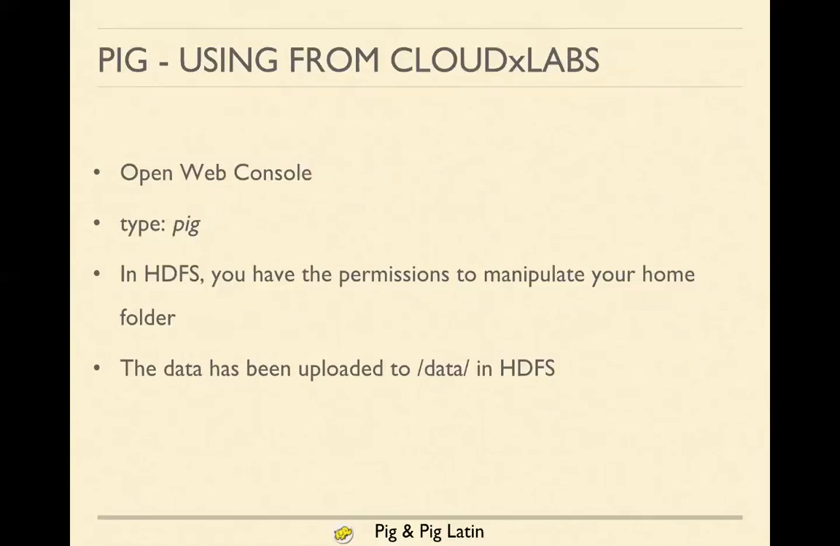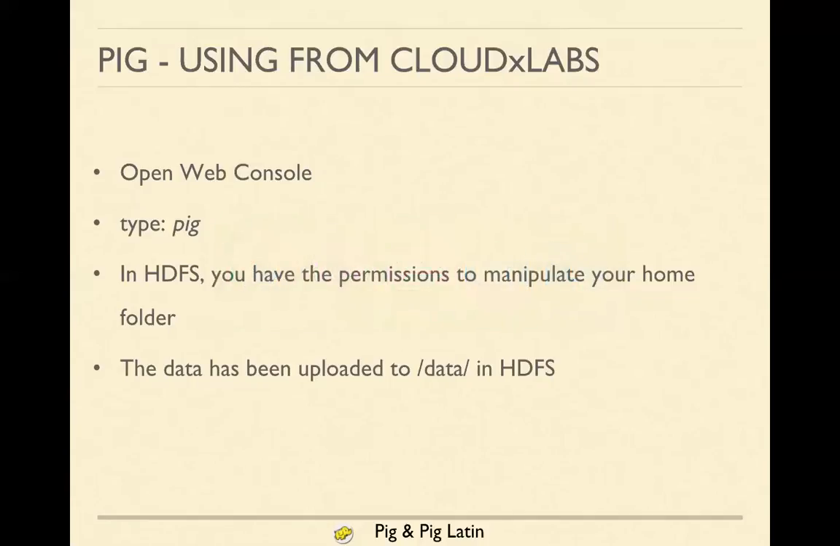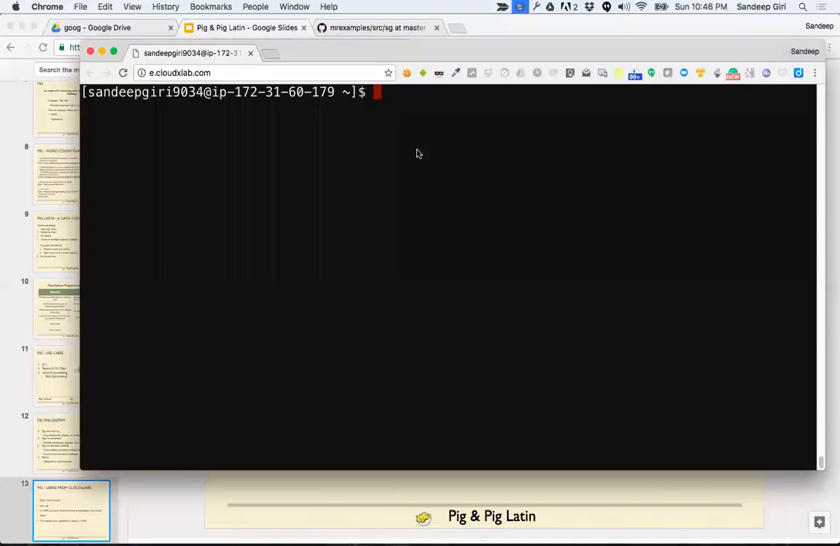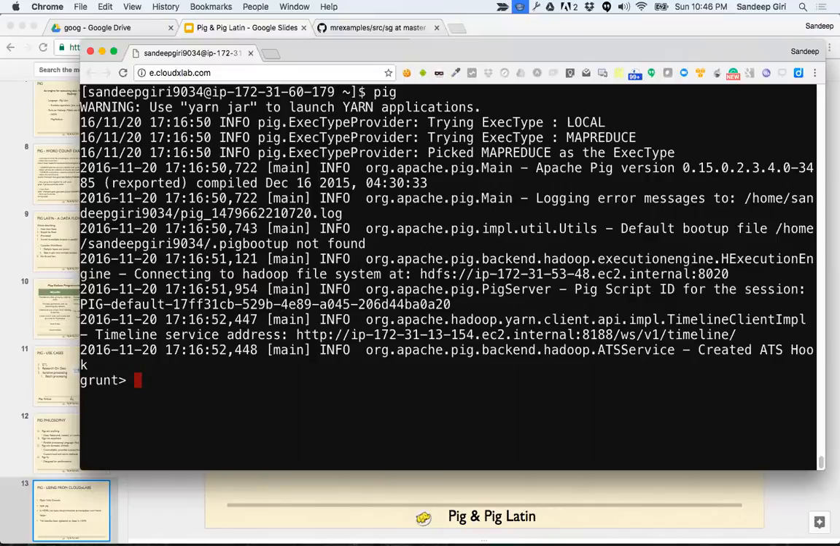So let's try to launch Pig. And how do we launch Pig? We basically go to the console and type pig. This is where the pig is. All right, is everybody able to see this?